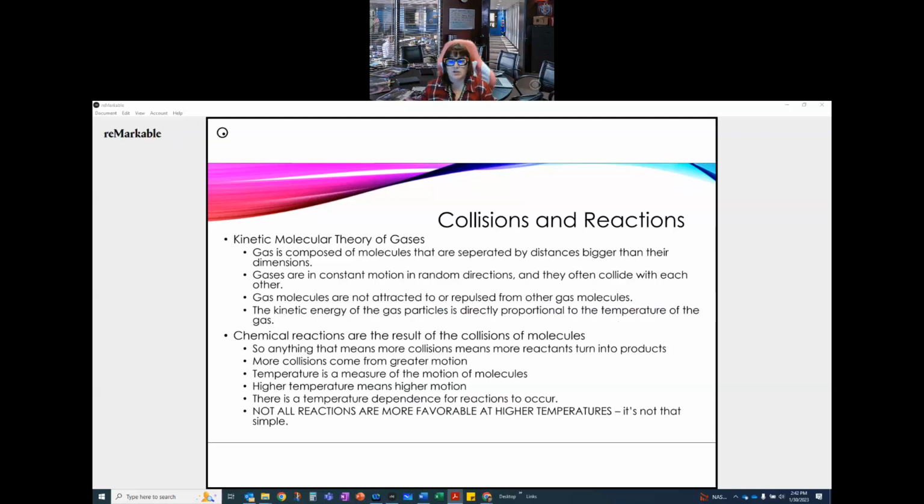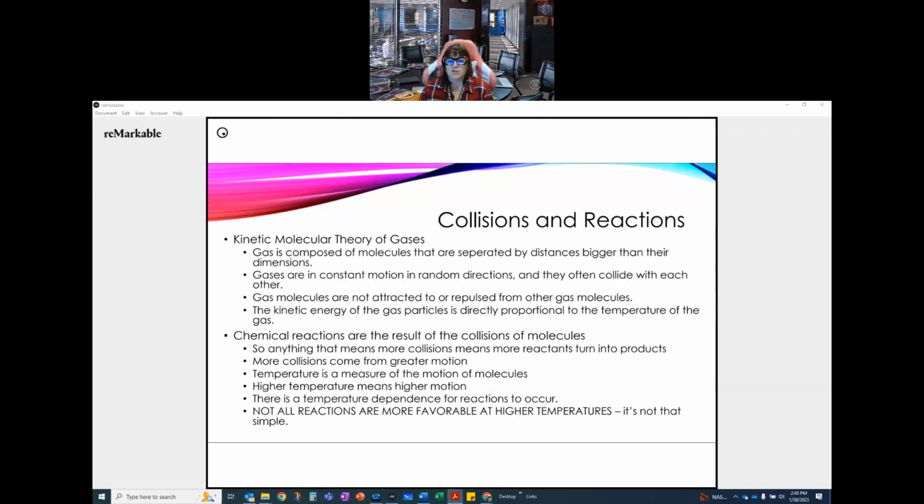Okay? Gas molecules are not attracted to or repulsed by other gas molecules. Now, this is an assumption that we make, that when these two things hit, it's a completely elastic collision. So they hit, nothing happens. It doesn't change anything. There's no transfer of energy, none of that. That's not really true, but that's an assumption that we've made. The kinetic energy of the gas particles is directly proportional to the temperature of the gas. And that is definitely true. That is exactly what we're talking about when we talk about temperature.